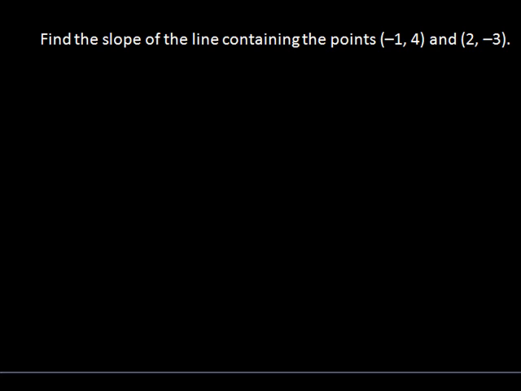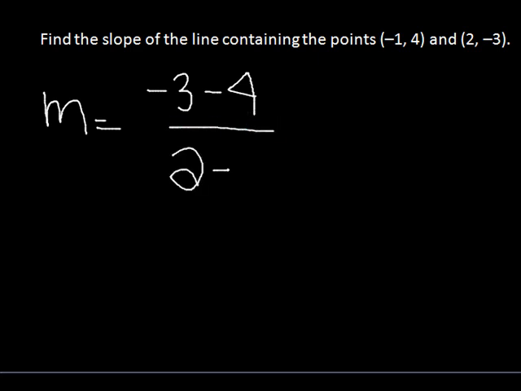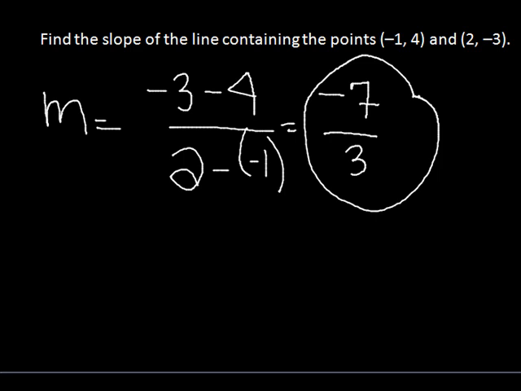So let's use that formula to find the slope of the line containing the points negative 1, 4, and 2, negative 3. So we have m equals, we're going to take negative 3 minus 4 over 2 minus negative 1. So negative 3 minus 4 is negative 7. 2 minus a negative 1 is actually 2 plus 1, which is 3. So the slope of the line containing these points is negative 7 over 3.